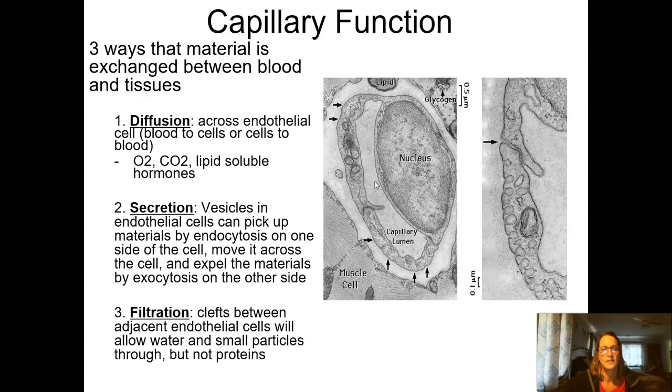Secretion is just what it sounds like. I'm sure you learned about secretion in cell and molecular. In that case, vesicles in the endothelial cells, so like these little guys, can pick up materials by endocytosis that were in the interstitial fluid or within the lumen and move them across the endothelial cell into the other side. So they can either pull materials into the lumen or they can move materials out of the lumen using endocytosis and exocytosis.